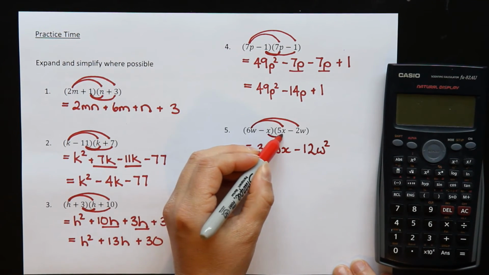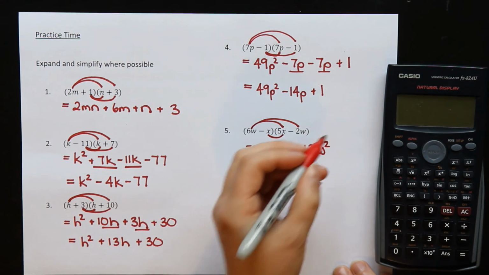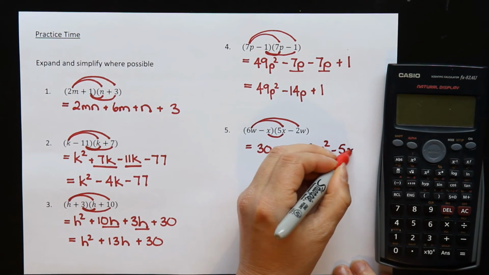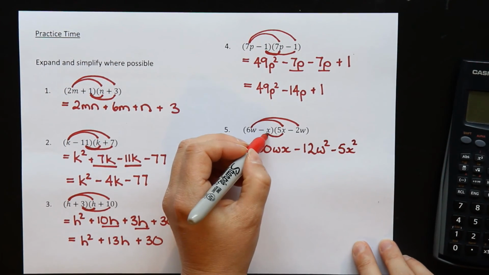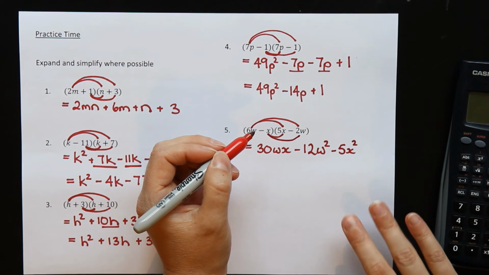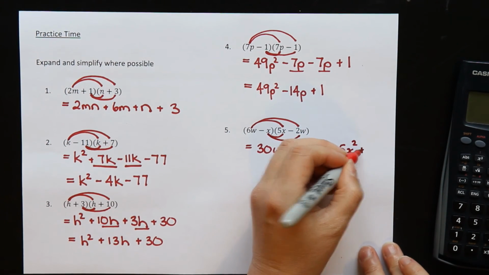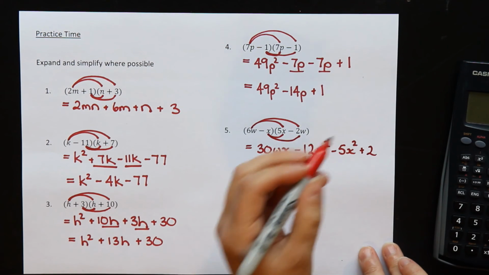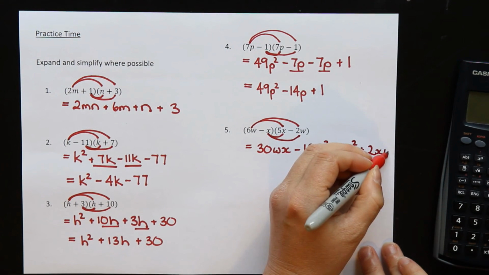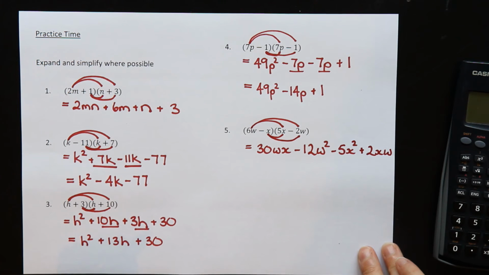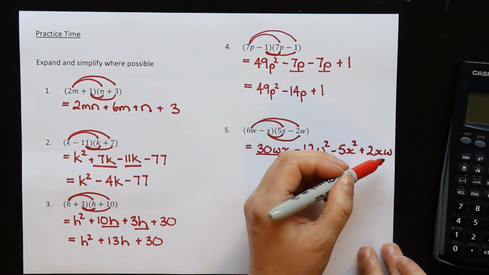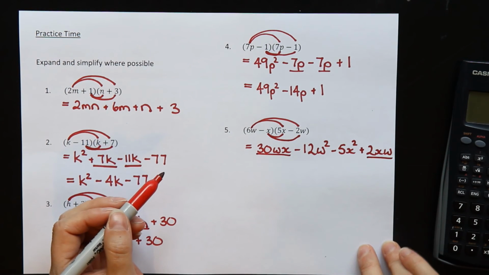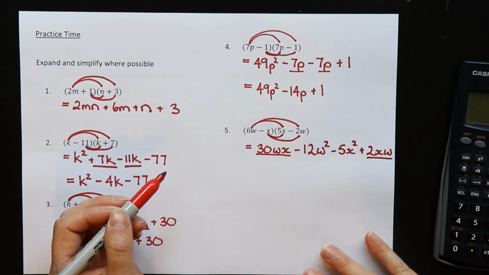And then we do inside. Minus x times 5x. We get minus 5x squared. And last, minus x times minus 2w is a positive 2xw. Okay, so looking for like terms, we have wx and xw. They are actually like terms. Doesn't matter the order we write them in now.